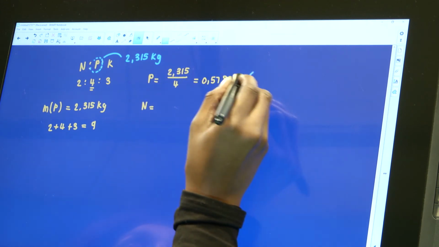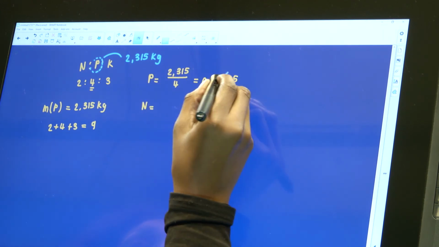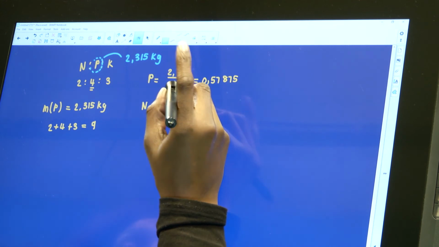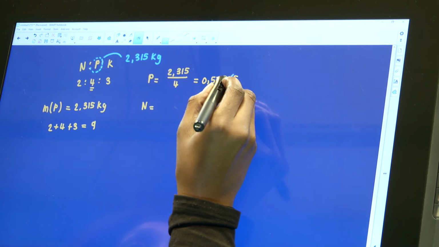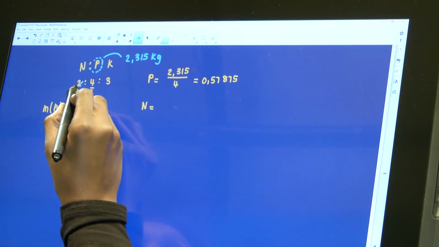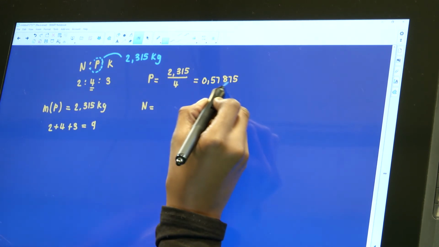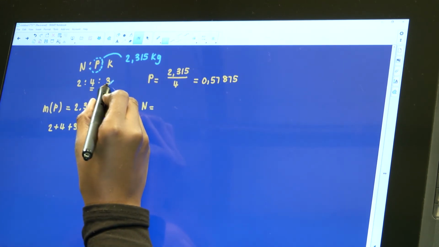2,315 divided by 4 gives me this because there's 4 of these values in there. So I'm going to use stoichiometry again from chemistry. So I can say 1 of this times 2 for nitrogen since there's a ratio of 2 in the bag. I can use this value multiplied by 3 for potassium because there's 3 of them in a bag.